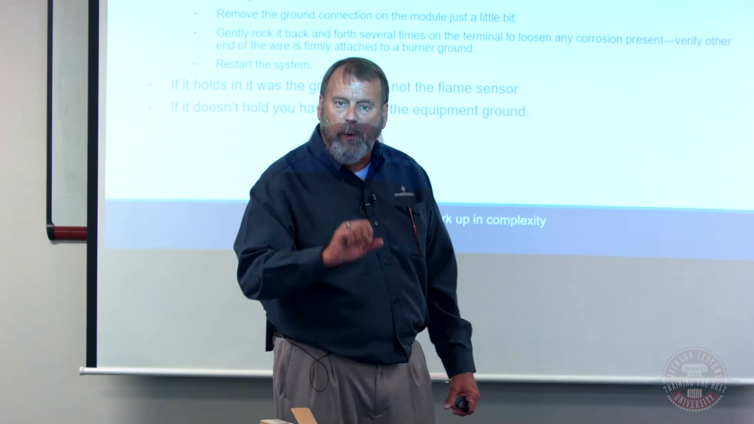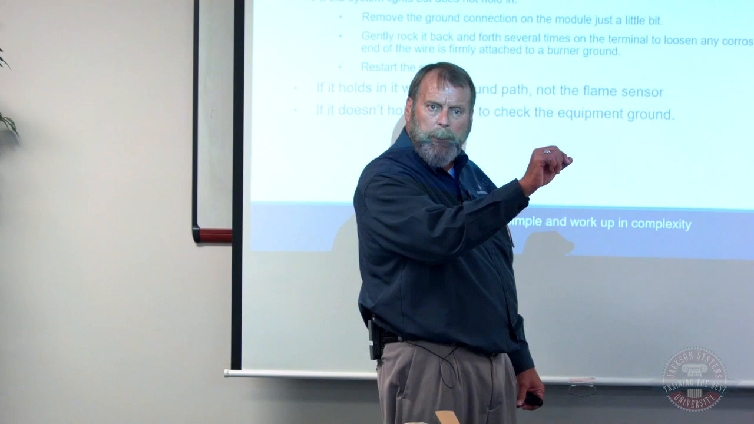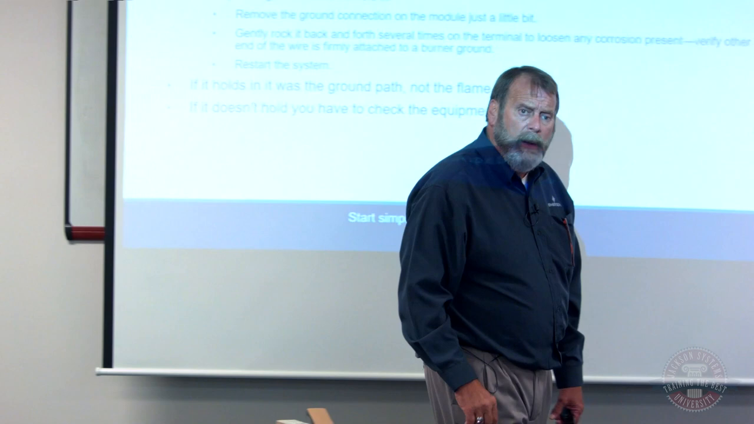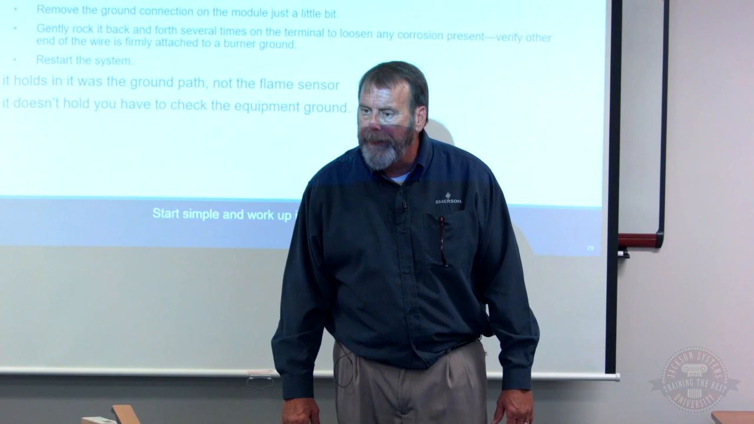Before you do anything, just go wherever the green wire is, usually on the burner manifold, and just gently do that. Go to the board where the ground wire is, and just gently move it. That's all you got to do. And then fire the unit off. If that unit holds in the second time after touching the ground lead, what was your problem, ground or flame probe? It was ground.